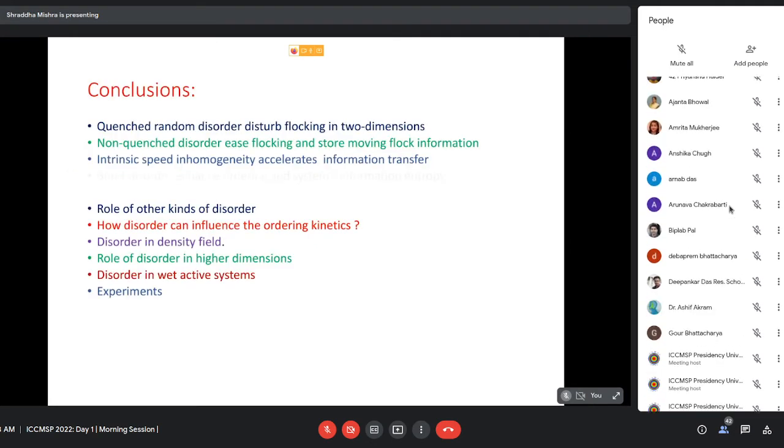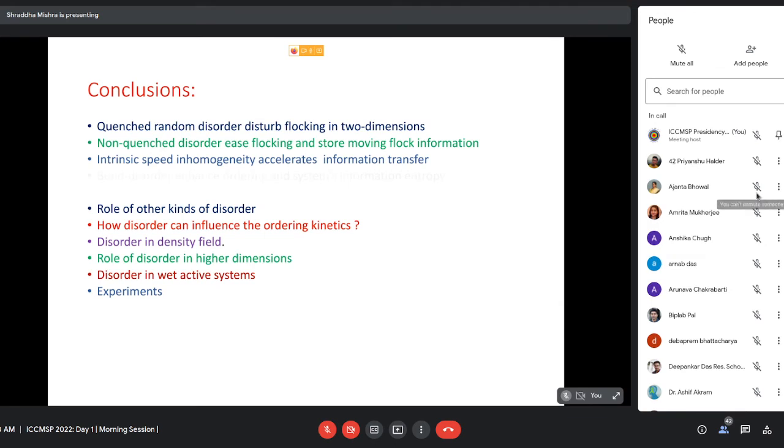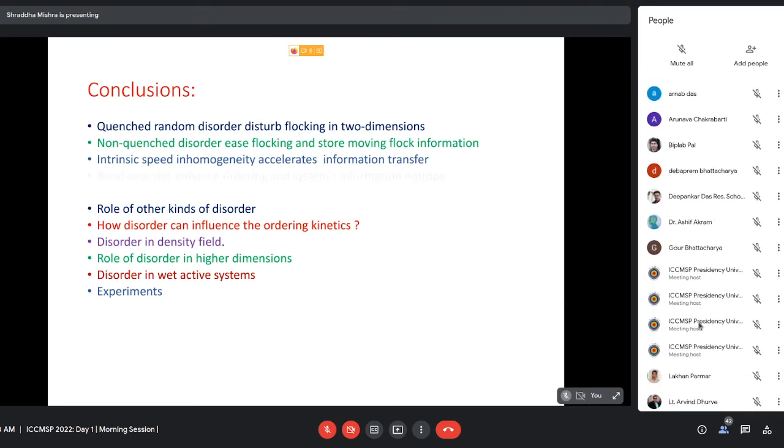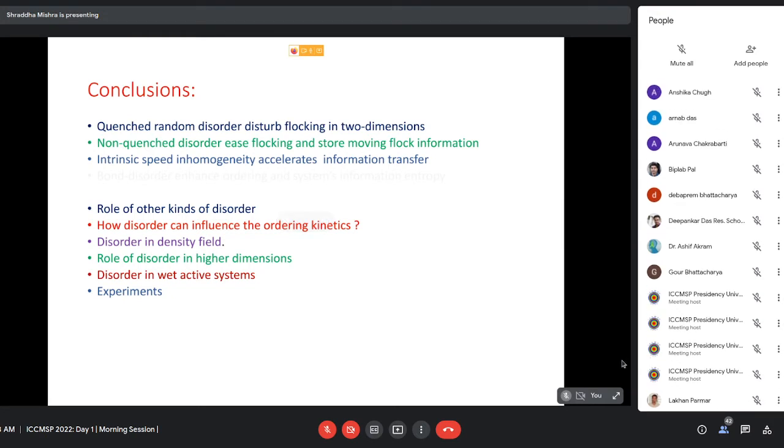So now we have seen three problems here. Two are about the extrinsic inhomogeneity and one is the intrinsic inhomogeneity, both having positive and negative feedback. I have not shown the negative feedback for the intrinsic one, but it can also have a negative feedback. Quenched random disorder disturbs flocking in 2 dimensions. Non-quenched disorder eases flocking and stores the information of the moving flock. Intrinsic speed inhomogeneity accelerates the information transfer in the system.